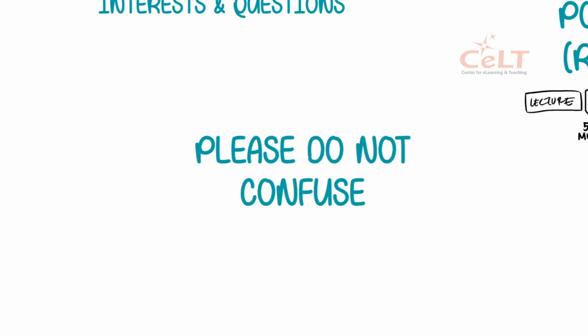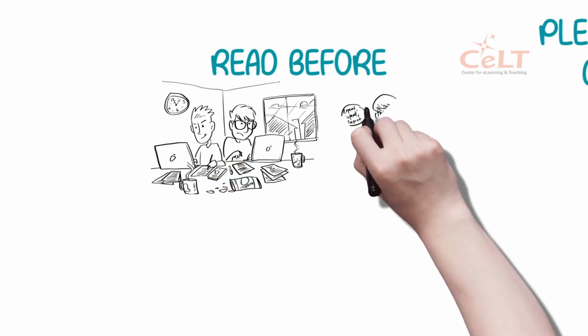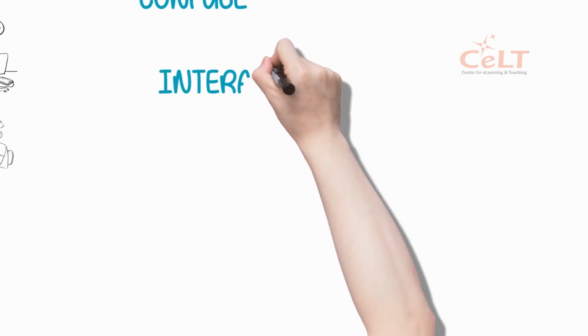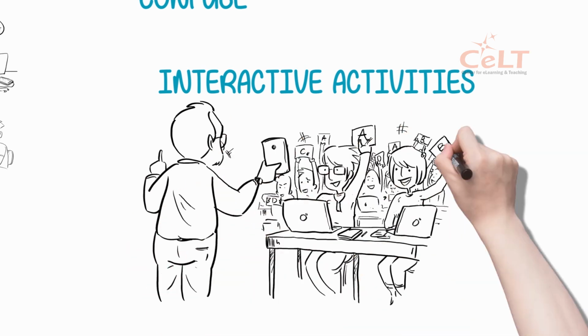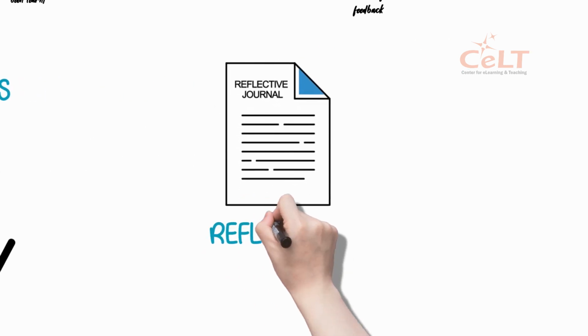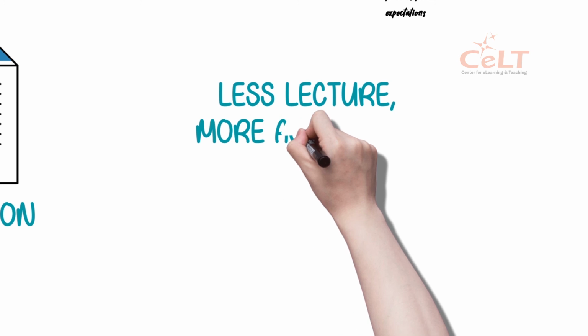Lastly, please do not confuse a normal lecture with an interactive one. Here are some major differences between a normal lecture and an interactive lecture. Interactive lecture: First, students have to read lecture notes before class. Second, students are given opportunities via activities to understand the lecture's objective. Third, reflection is key to understanding class inputs. Fourth, lecture time is less than activity time.